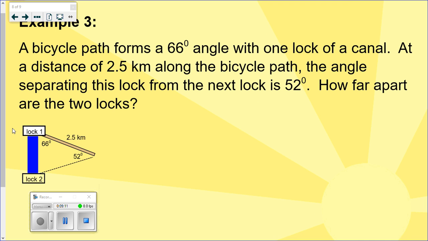Now, there's a scenario that we haven't looked at yet that's going to come up in example 3. A bicycle path forms a 66-degree angle with one lock of a canal. At a distance of 2.5 kilometers along the bicycle path, the angle separating this lock from the next lock is 52 degrees. How far apart are the two locks? So we're looking for this distance here.